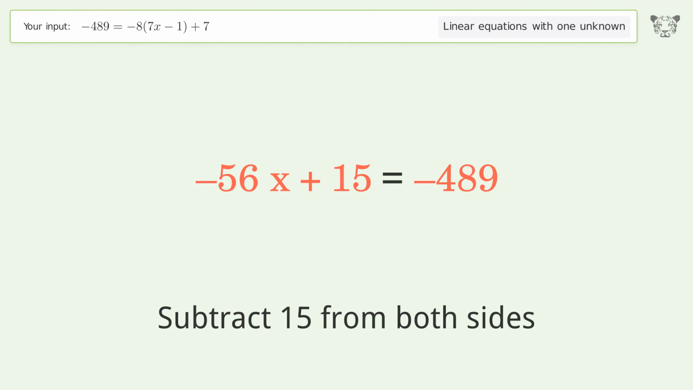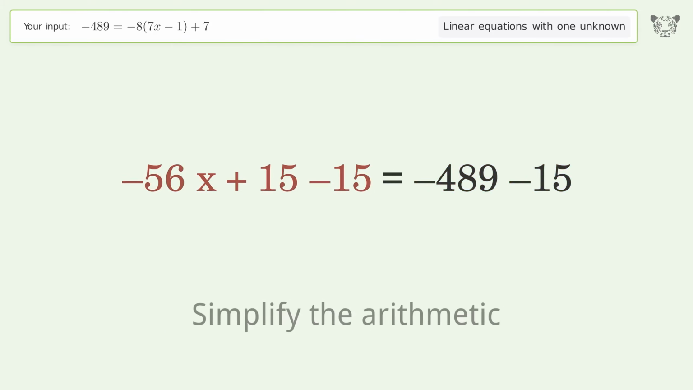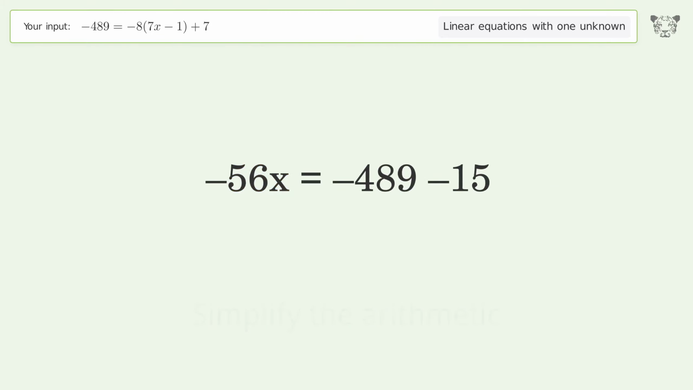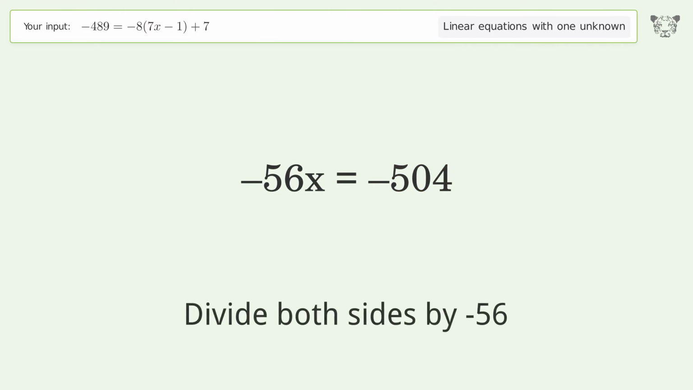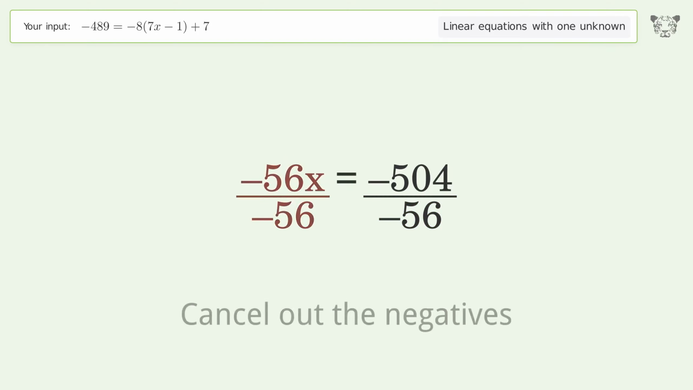Group all constants on the right side of the equation. Subtract 15 from both sides. Simplify the arithmetic. Isolate the x. Divide both sides by -56. Cancel out the negatives.